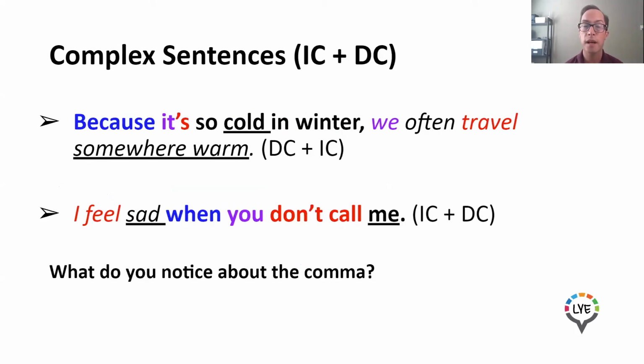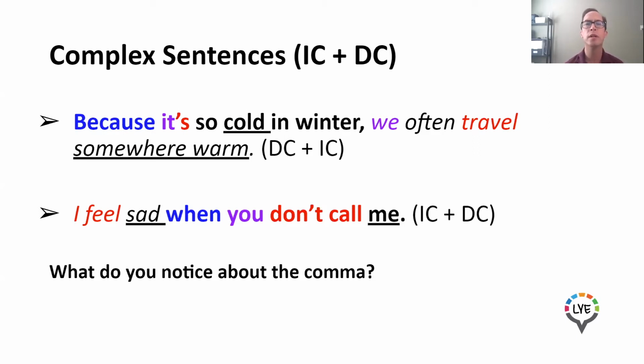Complex sentences are sentences which have one independent clause and one dependent clause. And these sentences are combined using a subordinating conjunction. In the first example, we can see because. In the second example, we can see when. These are subordinating conjunctions. And what do you notice about the comma? Well, you notice that when the subordinating conjunction is at the beginning, there's a comma. And when it's in the middle, there's no comma.